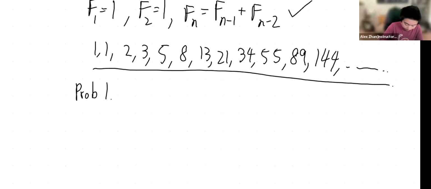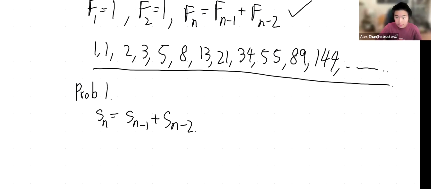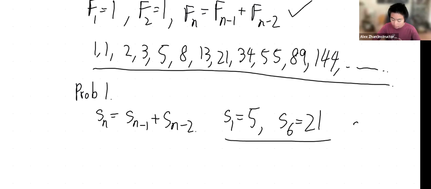Suppose we have a sequence defined in the following way: Sn equals Sn minus 1 plus Sn minus 2, with the starting conditions S1 equals 5 and S6 equals 21. Then what would S2 be equal to? Does anyone know how to solve this one? If you have any ideas, just type it in the chat.